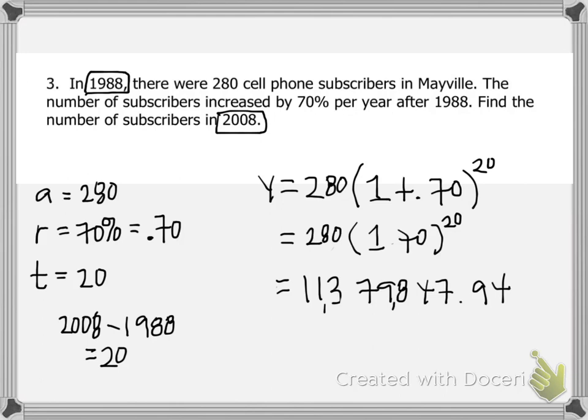Okay, so here we're not going to keep this one as a decimal, so remember we'll change this to a whole number. So what would that be? 48. So there's going to be 11,379,848 people, cell phone subscribers, in the year 2008.